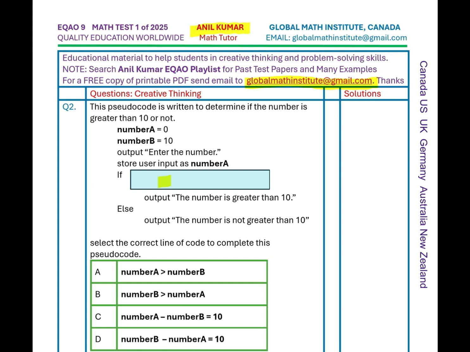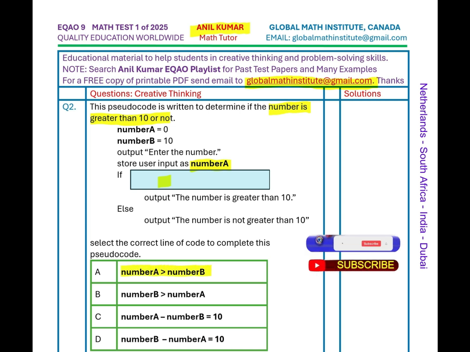We are looking for the number which is greater than 10, and look at the variable which is taking user's input, right? So number B is 10, number A is what should be greater than B, right? So we want number A to be greater than B, and therefore option A becomes the right option. I hope you have understood, right?